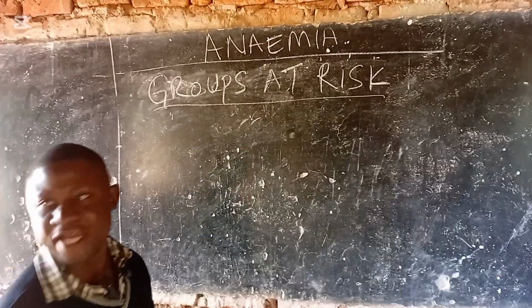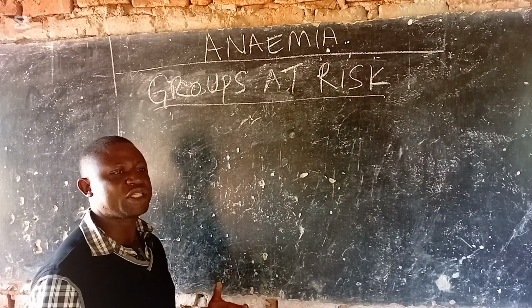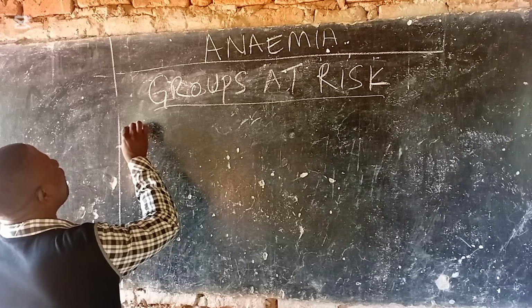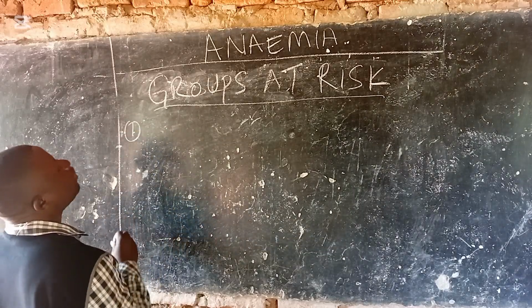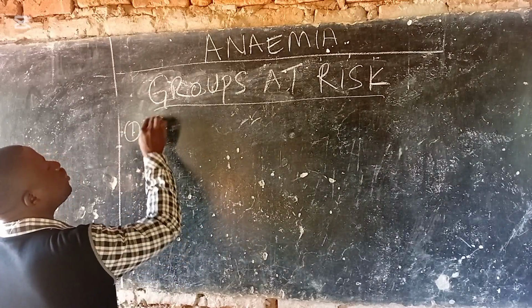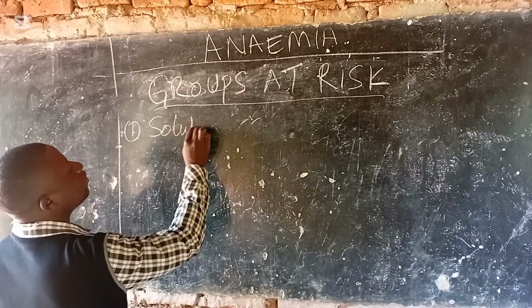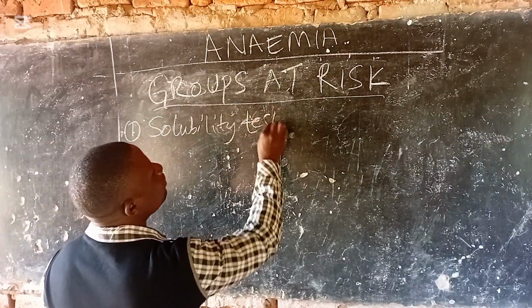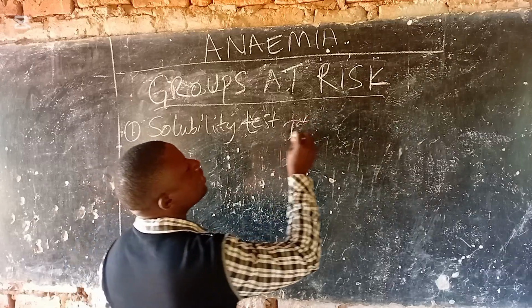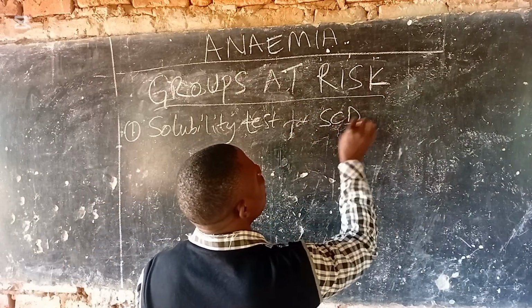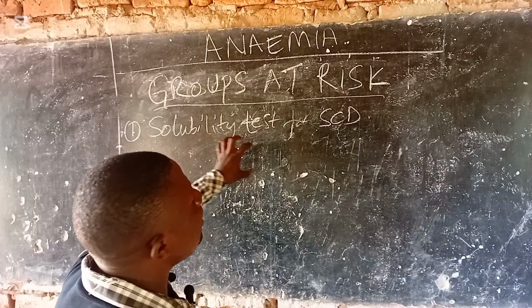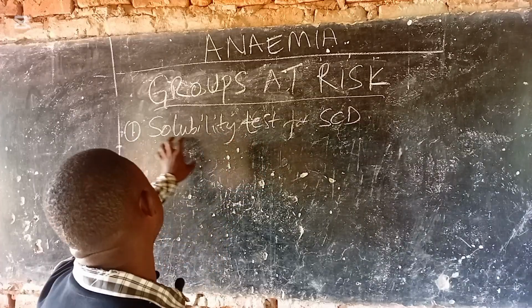So with anemia, which lab tests are we supposed to do? One of the lab tests we have to do is the solubility test, a test for sickle cell disease. Here you want to see the cause of anemia. Could it be sickle cell? So you do this test.